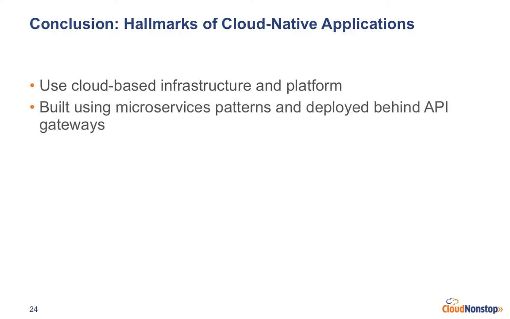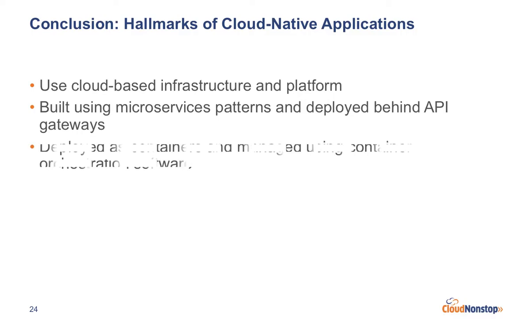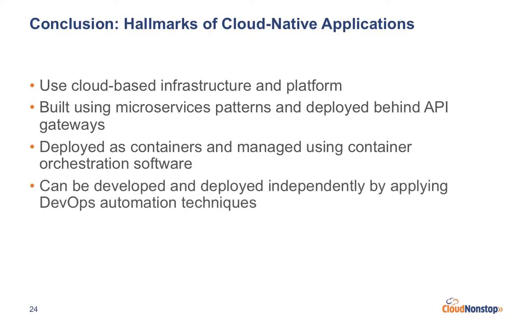The applications are built using the microservices pattern that we talked about and typically deployed behind API gateways, deployed as containers and managed using container orchestration software. And that's where typically we're talking in terms of Docker as containers and Kubernetes as the container orchestration software. So it just makes it a lot easier to develop and deploy the applications. And of course, it's all about developing and deploying the applications independently by applying DevOps automation techniques, only because cloud makes DevOps automation super easy in the cloud.